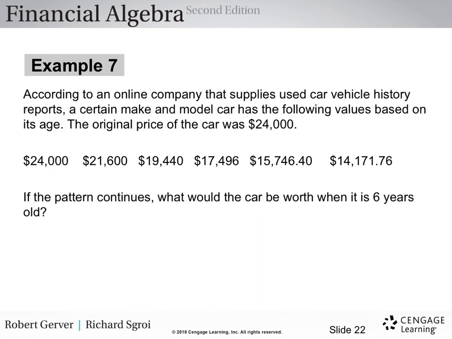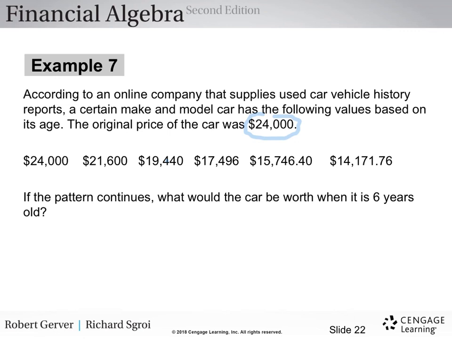All right, our last example. According to an online company that supplies used car vehicle history reports, a certain make and model car has the following values based on usage. The original price of the car was $24,000, okay? So we start out at $24,000, and each year the value goes down. So if this pattern continues, what would the car be worth when it is 6 years old?